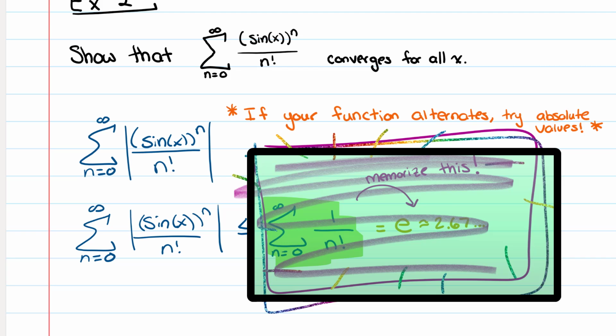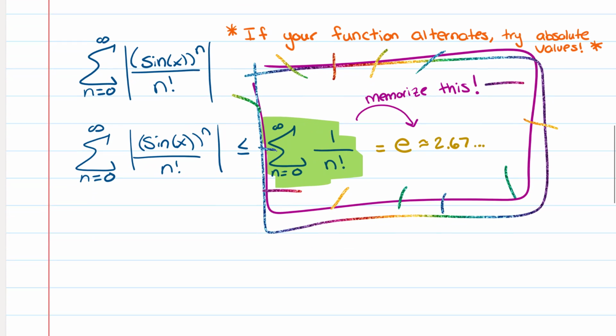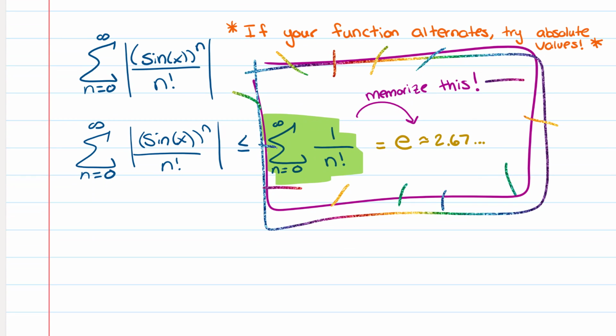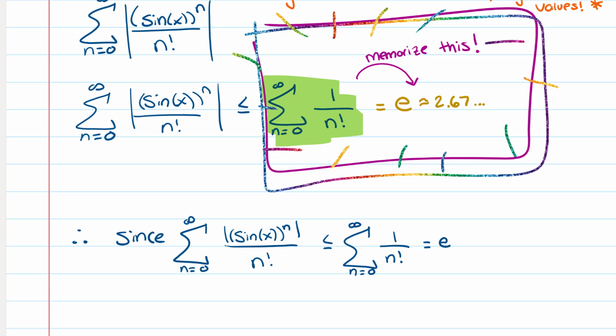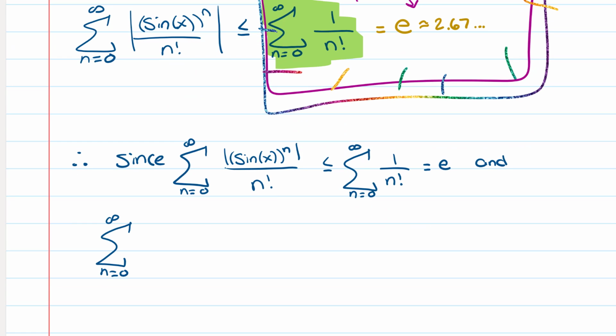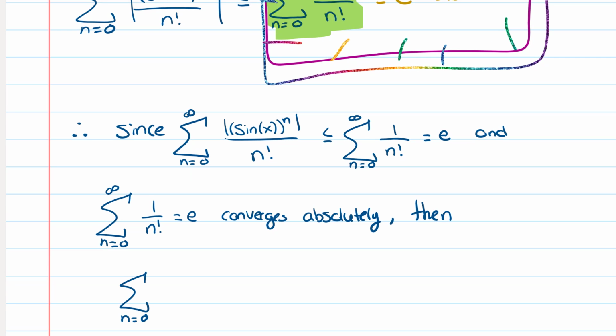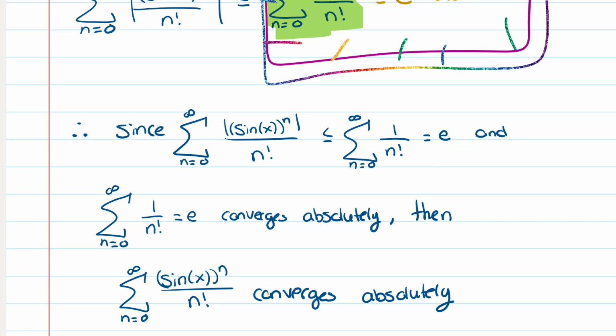Okay, so now that we have all of that wonderfulness, we know that it's going to converge because e converges, because e is a number. Since the summation from 0 to infinity of the absolute value of sine of x to the nth power divided by n factorial is less than or equal to the summation of 1 over n factorial, and the summation from 0 to infinity of 1 over n factorial is equal to e, which converges, then the summation of sine of x to the n divided by n factorial will converge absolutely.